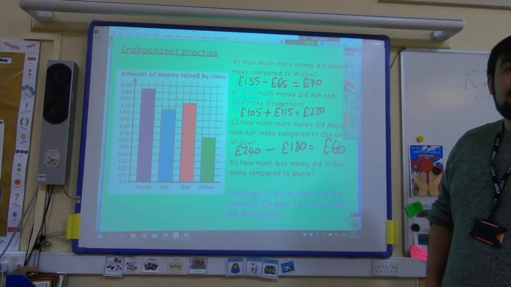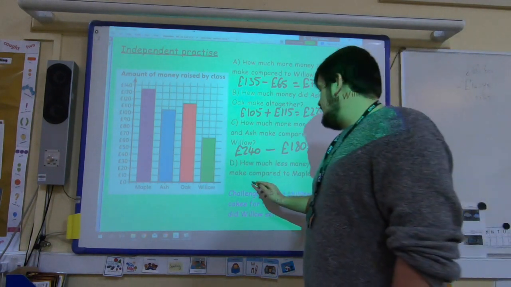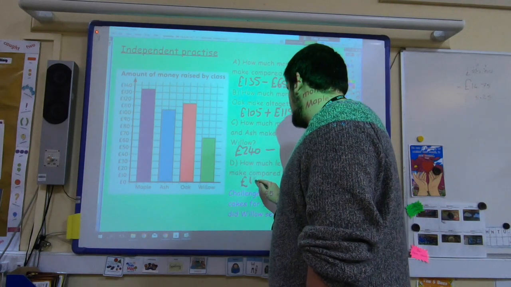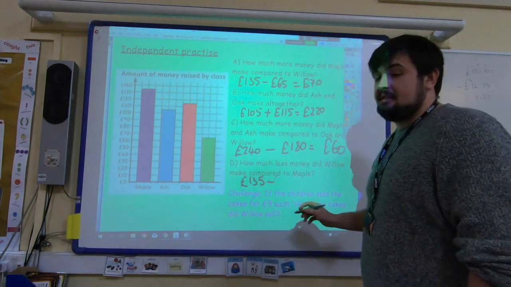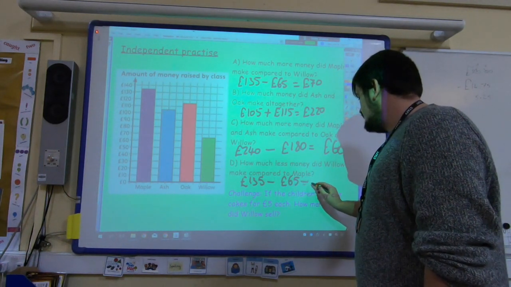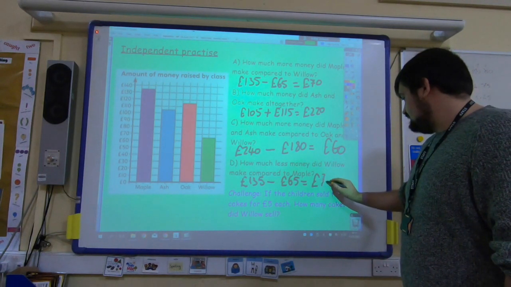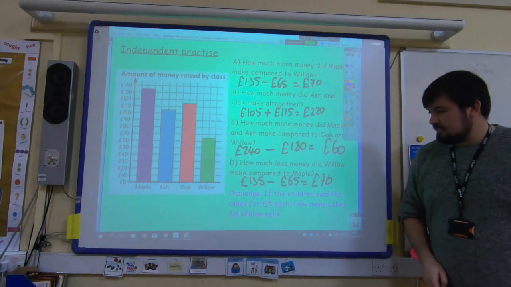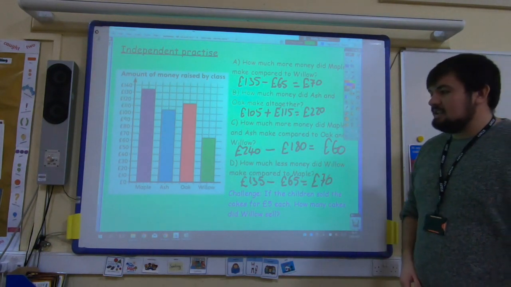What am I going to take away? How much money did Maple make? 135. Maple made 135. And I'm taking away how much Willow made. How much did Willow make? 65. What's my answer? 70. £70, yeah. It's just like the other one. It's like how much more money did Maple make compared to Willow? Similar again, isn't it?